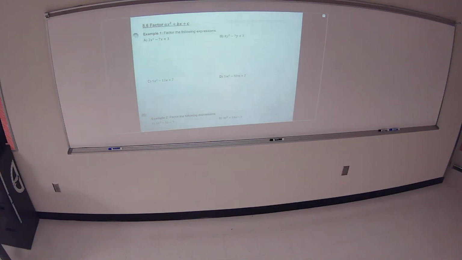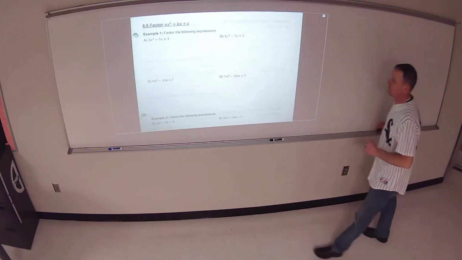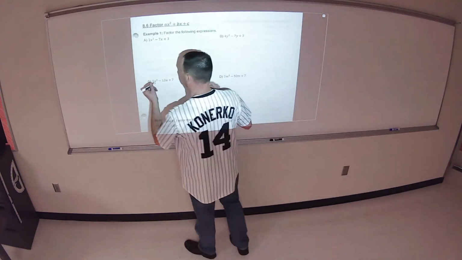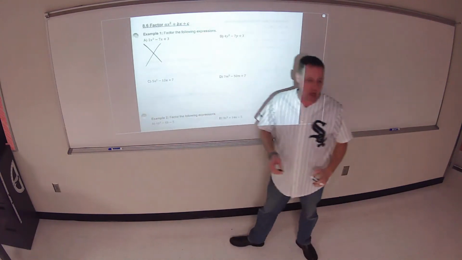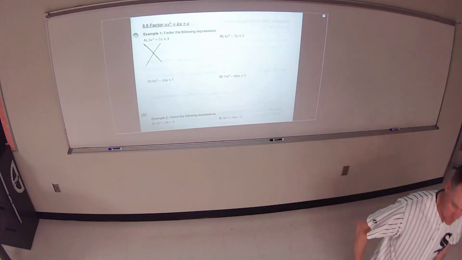So we're only going to work through example 1 and example 2 today. Okay? So, using the magic X, what is the first thing that we always need to be in the habit of doing? Finding the greatest common factor, if possible. Okay? When we look at 2x squared, 7x, and 3, do we have a greatest common factor? No. Okay. So if we don't have a greatest common factor, now we're ready to go right into the X method.